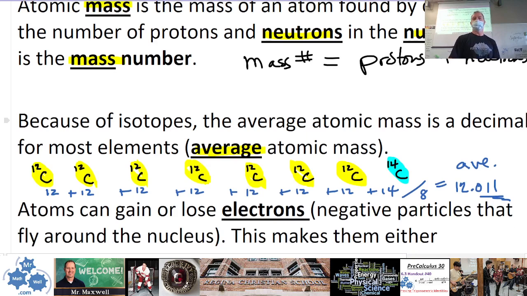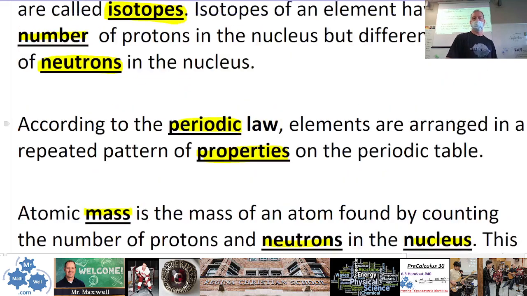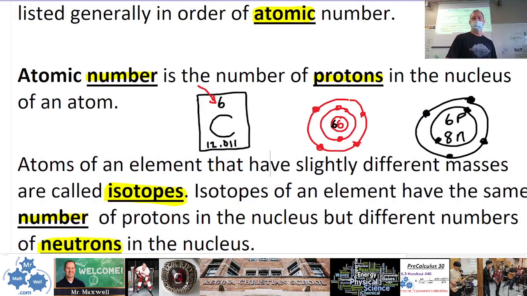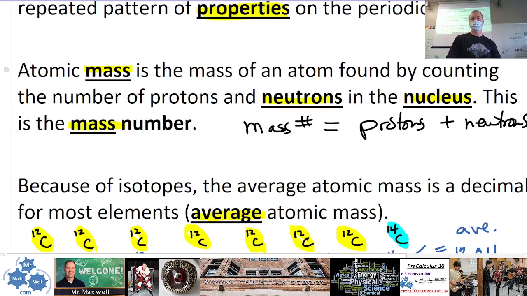Because of the isotopes, which are sort of cousins of elements that have different masses, the average atomic mass is a decimal. So remember this number that I pointed to earlier, 12.011? That's the average atomic mass. It considers all of the isotopes and their weights, and it gets an average for all of those isotopes.